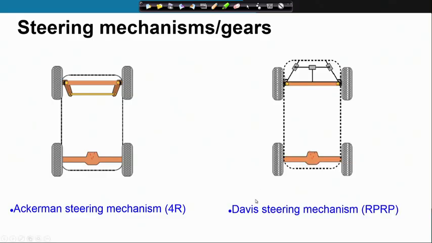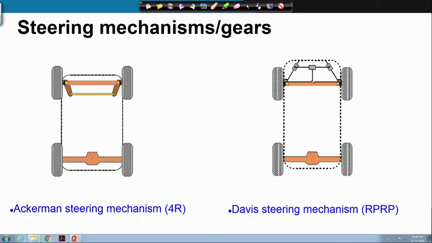and we have the Davis steering mechanism, which uses two RP-RP configurations, two RP-RP chains. Here is R, then we have a P and an R, and here we have another P, and this is repeated symmetrically on the other side. So, both sides are symmetric. So, this is the Davis steering mechanism.